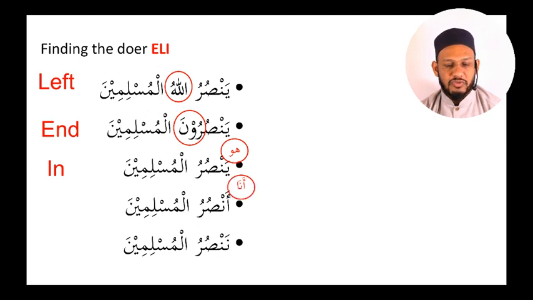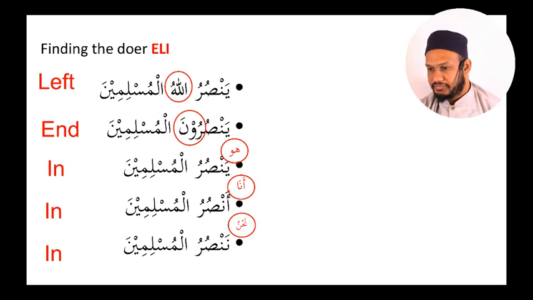And the same with the last one, nansuru. Nothing on the end, nothing on the left. And we know nansuru means we are helping. Therefore, it's going to be a we. So that's a quick summary of what we've done so far.